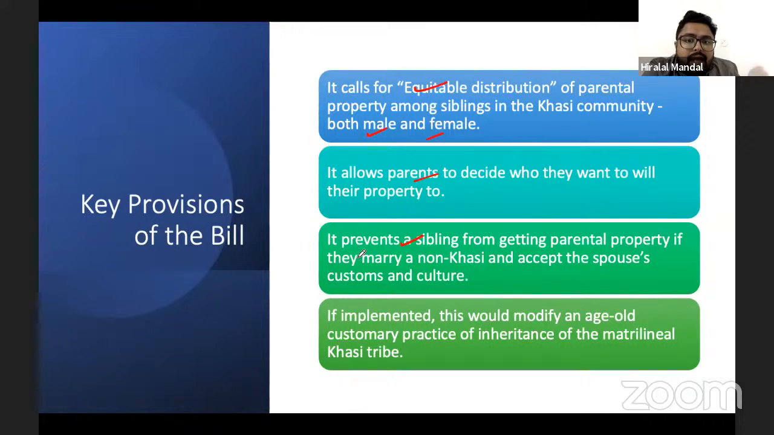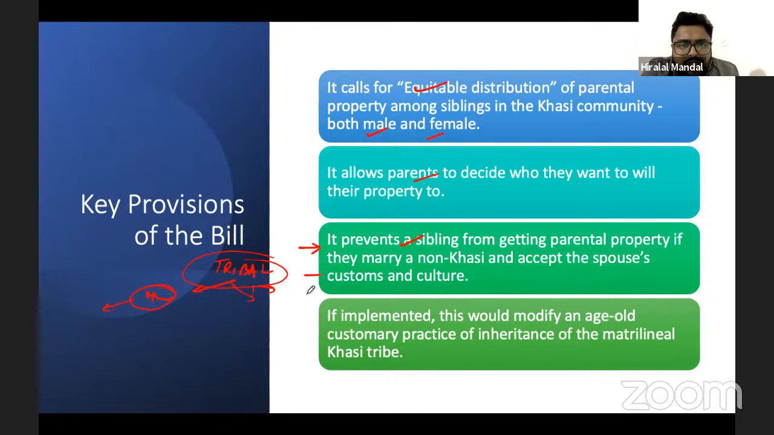There is one problem of the tribal community: if they join the mainstream society, most of the time they marry someone else outside. Since the population of these tribal communities is continuously decreasing and the rate of growth is very low, the problem is that the tribal communities will be completely lost. Therefore, what it suggests is that if a tribal member marries someone else and accepts the customs of the spouse, in that case they will not be allowed to get the parental property.